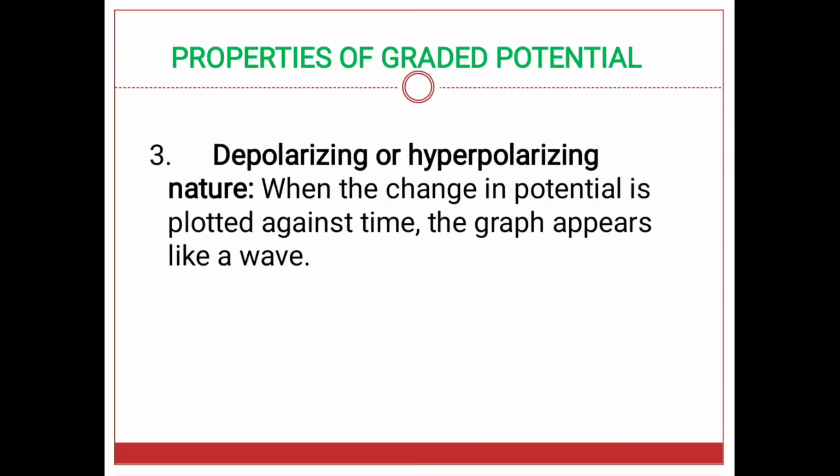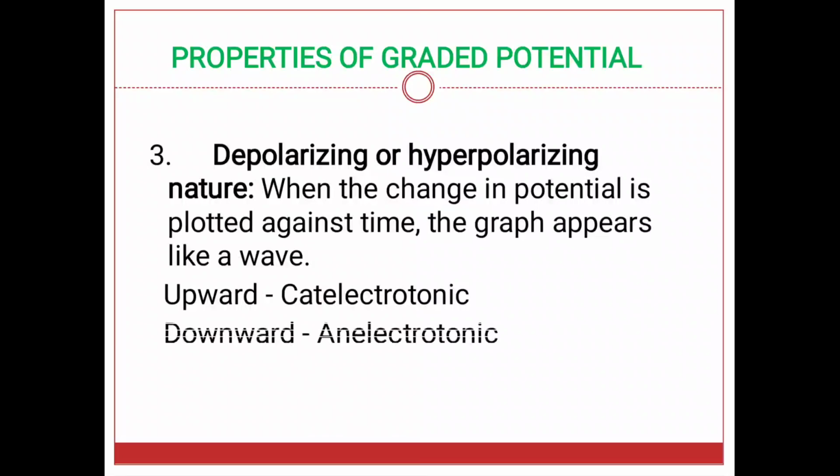The third property is they can be of two types, depolarizing or hyperpolarizing. When the change in membrane potential is plotted against time, the graph appears like a wave. The positive wave or upward wave is known as cat electrotonic graded potential, while the negative or downward deflection is known as an electrotonic graded potential.